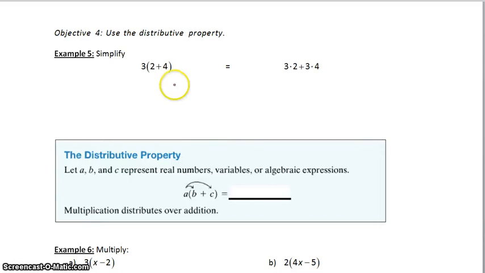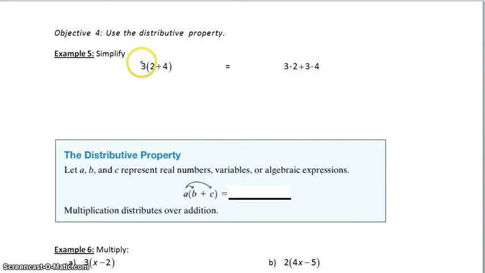Okay, class, this is part 2 of the section 1.4 video. We're actually on page 13 now. We're starting with the distributive property. We want to simplify 3 times the parenthesis 2 plus 4 using the distributive property.